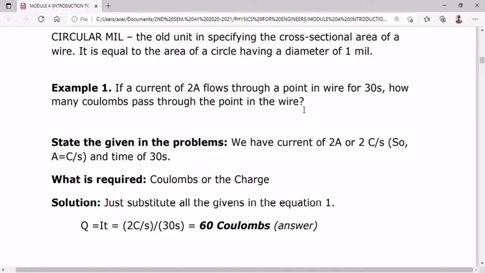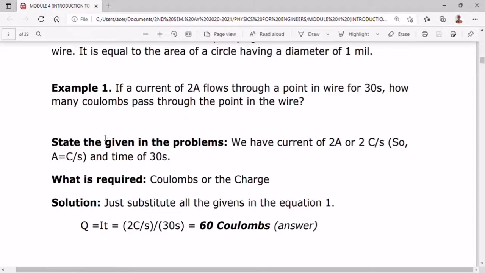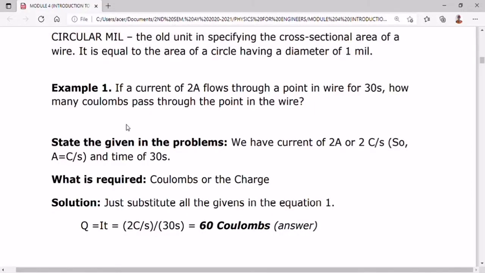As one of the effective ways in solving a particular problem, in math and in physics, the first thing that you're going to do is to know the given in the problem. The next step is to know what is required or what is asked in the problem. And the next step is to formulate, or state, the formula that you're going to use for the problem that is being asked.